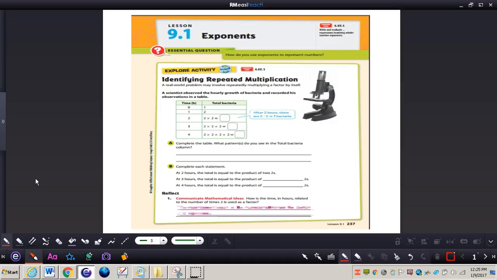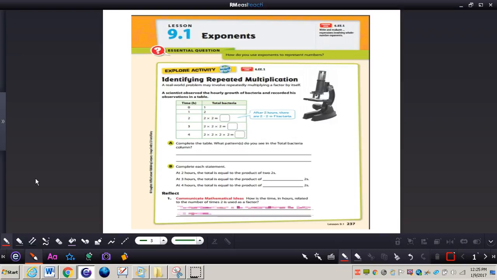So let's take a look at the Explore activity on page 237. It says, identifying repeated multiplication. A real-world problem may involve repeatedly multiplying a factor by itself. So a scientist observed the hourly growth of bacteria and recorded his observations in a table. So this is an example of a real-world problem where you would need to use exponents.